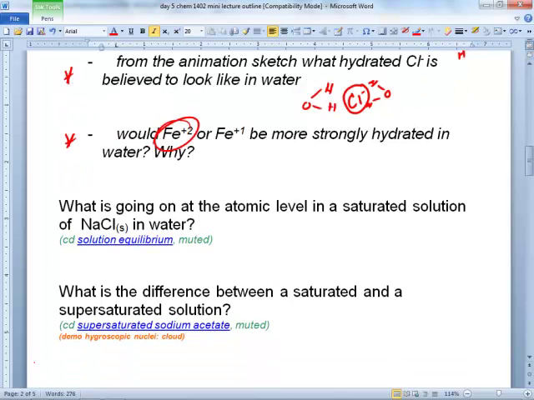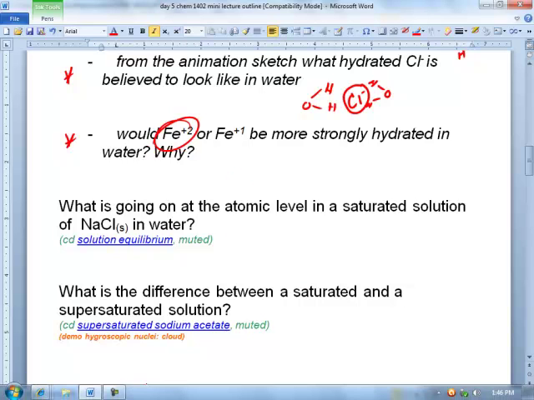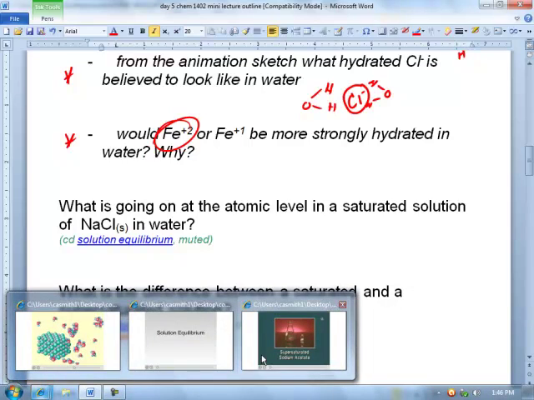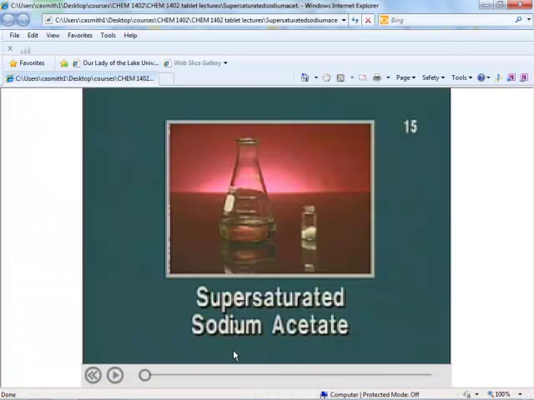Supersaturated solution. Well, if something is saturated, that means it can't dissolve anymore. Supersaturated means it dissolved more. But we just said it can't dissolve more. So how? It's a very peculiar situation. But when you start dealing in the microscopic world, you can get some really weird properties. Supersaturated solutions is one of them.